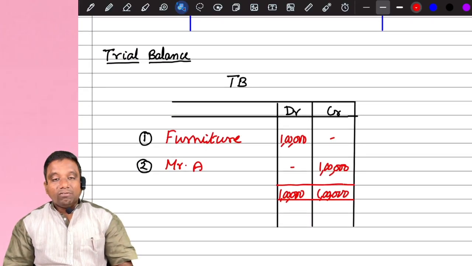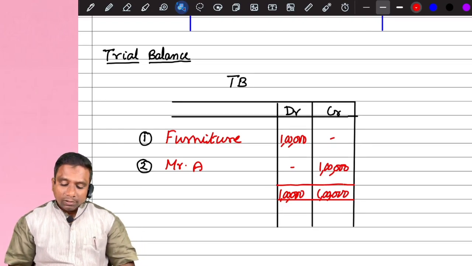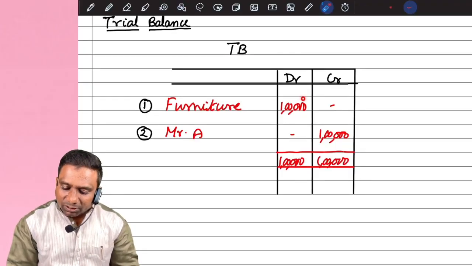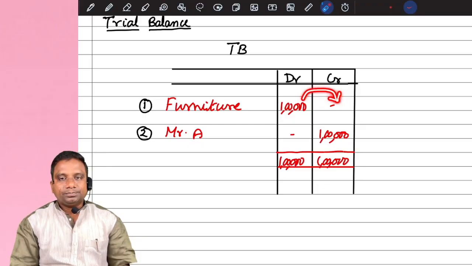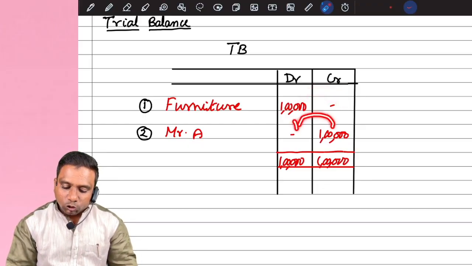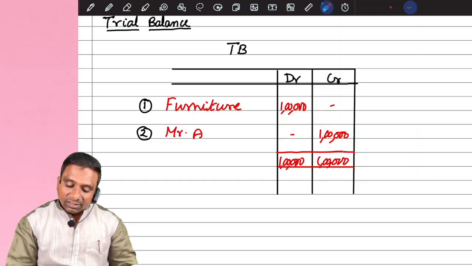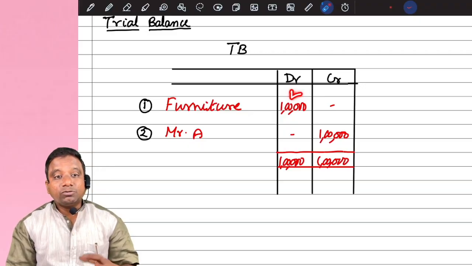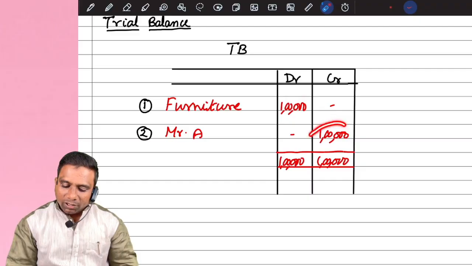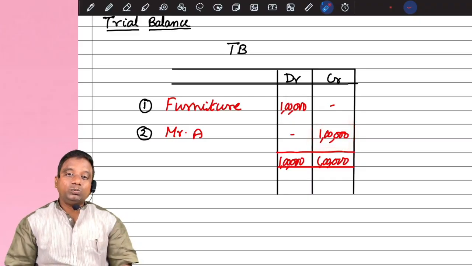After that, the error may happen in the trial balance. Actually, furniture is showing a debit balance, but sometimes it may be recorded on the credit side. Or Mr. A account is showing a credit balance, but sometimes it may be shown on the debit side by mistake. Furniture account is showing 1 lakh rupees, but sometimes we may write simply 10,000 rupees. Mr. A account is showing 1 lakh, but sometimes we may write 10,000 or even 10 lakhs also.